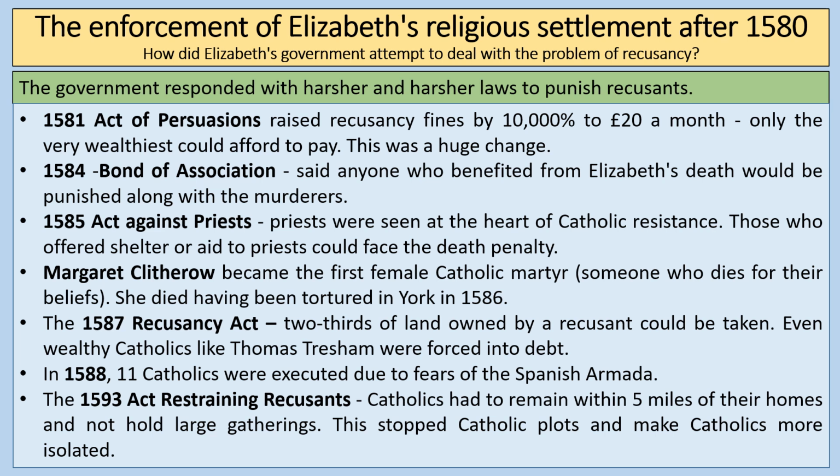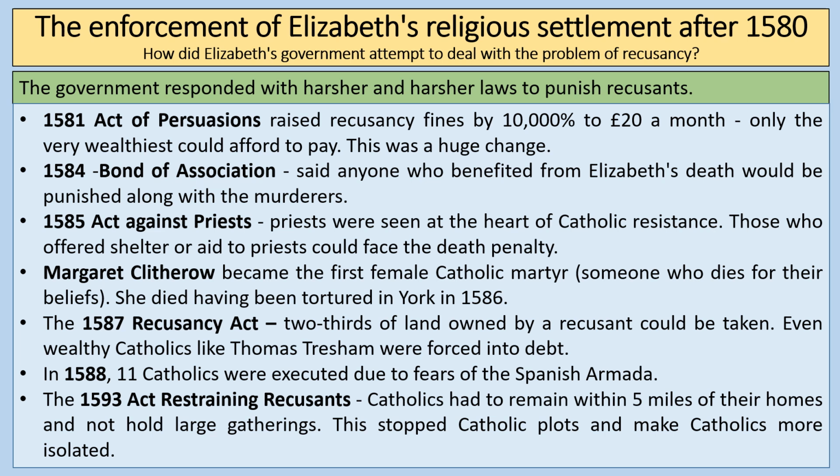The 1585 Act against priests. Priests were seen as the heart of Catholic resistance. Jesuit priests, seminary priests, we'll look at them a bit more in a moment. So those who offered shelter or aid to priests could face the death penalty. You probably remember that priests were often hidden in the homes of wealthy Catholics in so-called priest holes. Margaret Clitherow in 1586 became the first female Catholic martyr, someone who dies for their beliefs. She died having been tortured, pressed, with weights put on her own front door in York in 1586.